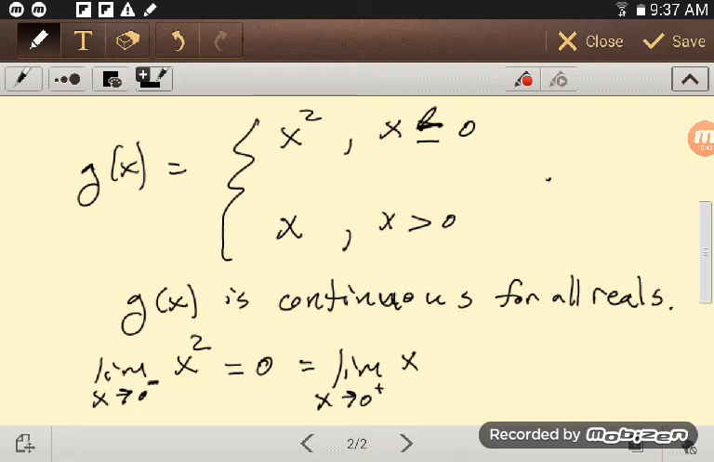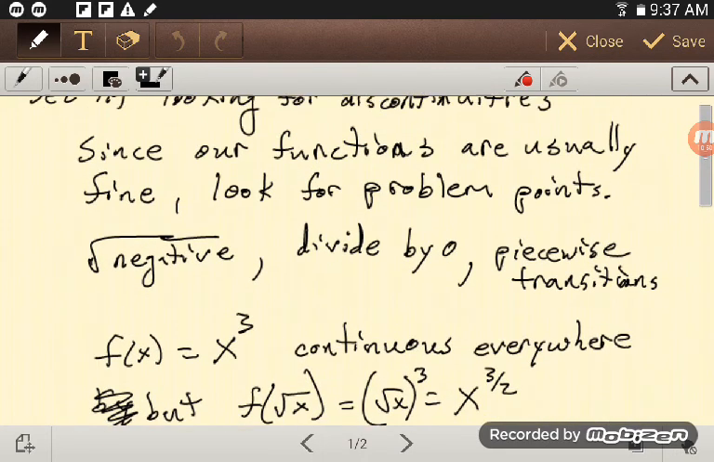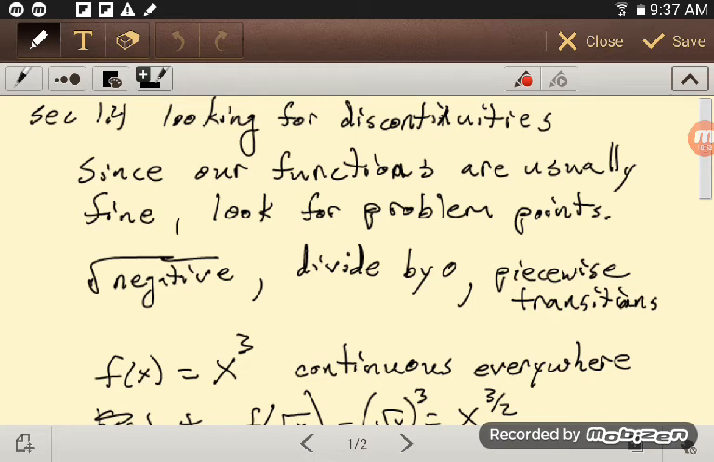Alrighty, so that's this idea of looking for discontinuities. They're reasonably, in some ways, obvious. Square roots of negatives or fourth roots of negatives or something like that. Cube root of a negative is fine, that kind of thing. Dividing by 0 is a problem. And piecewise transitions. So piecewise functions, again, typically the piecewise function is fine, because it'll be a polynomial or an exponential or something like that on each piece.